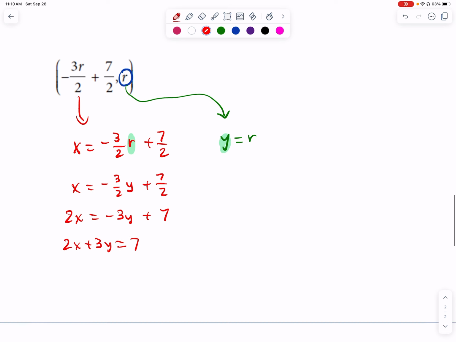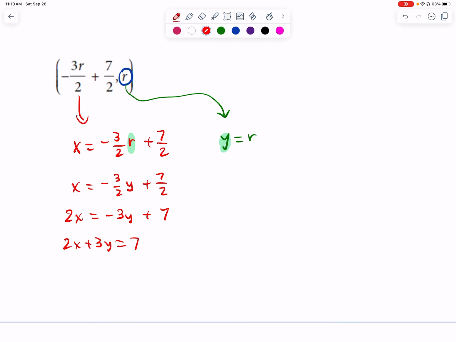Now, these things called parametric equations, you may not see them until pre-cal. We also deal with them in calculus.